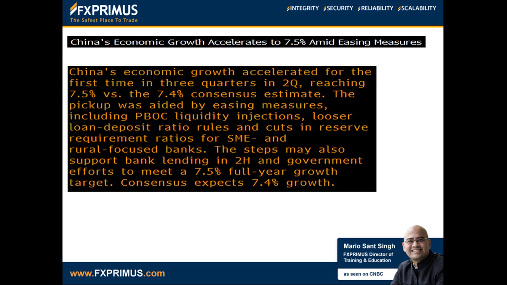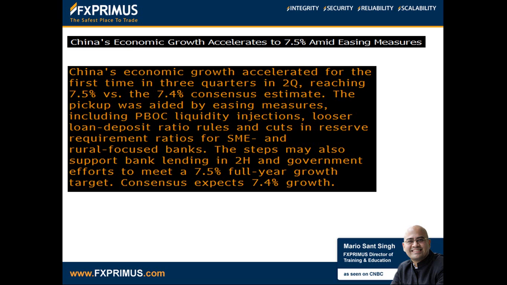So we have to know how powerful the easing measures in China are, right? You can see China's second quarter GDP went to 7.5%. It's a pretty decent number. We don't expect it to go to 7.6 or 7.7, because the first quarter GDP was 7.4%, so the second quarter at 7.5% is only 0.1% higher. But it tells lots of things, right? The pickup is mostly because of the PBOC liquidity injection. You have to know this is number one.